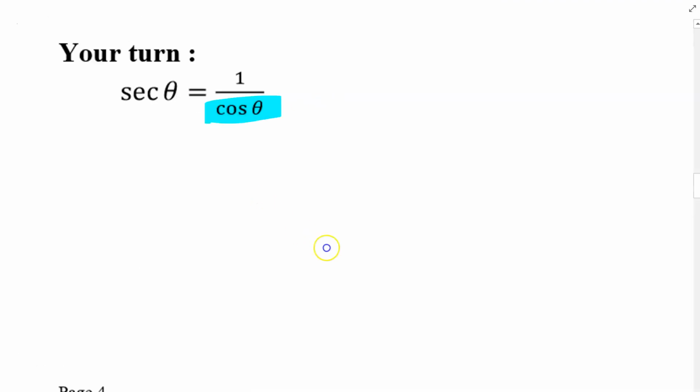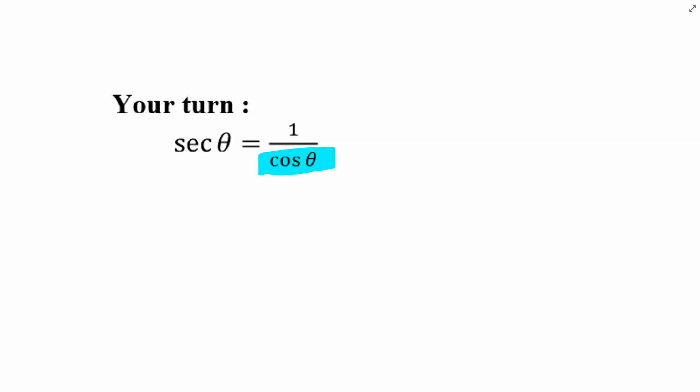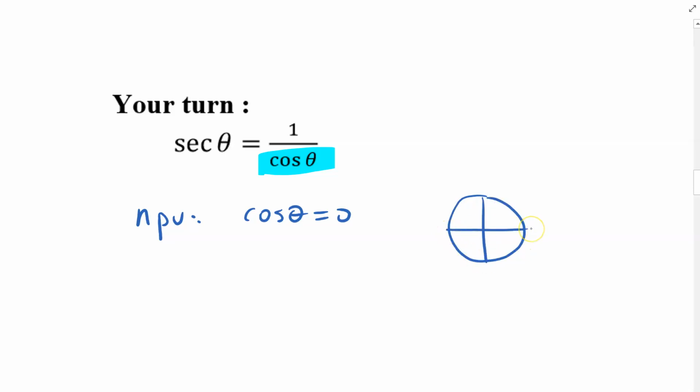And welcome back. So taking a look at this your turn, it's that cos of theta. So if I'm looking for that non-permissible value, it happens when cos of theta is equal to 0. And when does that happen? Well, when my x values are 0. So I think it's at that one and then that spot over there.